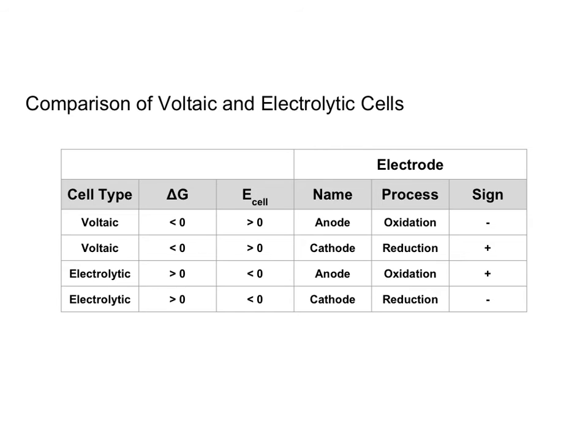Now, here's where we're at. This slide right here is basically showing you that all of the information that you've been told to memorize about the voltaic cell is the exact opposite for an electrolytic cell. So if the change in free energy is less than zero, then the cell potential will be more than zero, and the anode will have the oxidation process at it, and it'll be negative. But in an electrolytic cell, the change in free energy is greater than zero, the cell potential will be less than zero, and the anode, where oxidizing is occurring, will be positive.